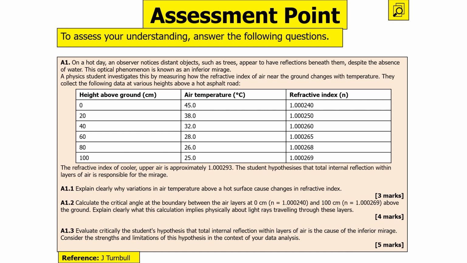Explain clearly why variations in air temperatures above a hot surface change the refractive index. Calculate the critical angle at the boundary between the air layers 0 cm and 100 cm above the ground. Explain clearly what this calculation implies physically about light rays travelling through these layers. And then finally, evaluate critically the student's hypothesis that total internal reflection within the layers of air is the cause of the inferior mirage. Consider the strengths and limitations of this hypothesis in the context of your data analysis. So, pause the video now, then unpause the video when you want to go through your answer.